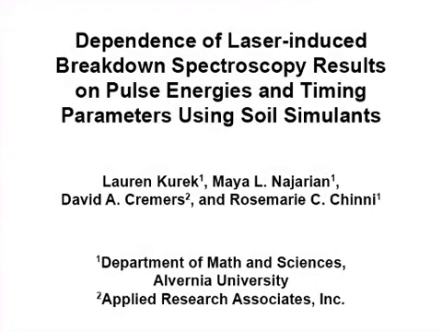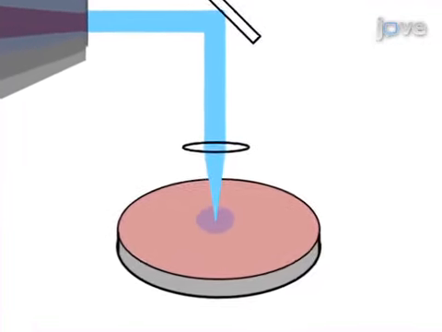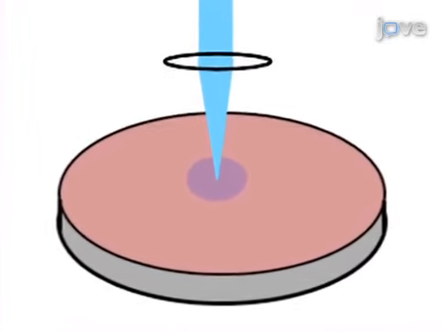The overall goal of the following experiment is to determine the effects of pulse energy and timing parameters for detection of elements in non-conducting materials like soil simulants using laser-induced breakdown spectroscopy, or LIBS. This is achieved by focusing a laser pulse onto the soil simulant to create a plasma. The light from the plasma is spectrally resolved and detected to provide information about the elements in the sample.